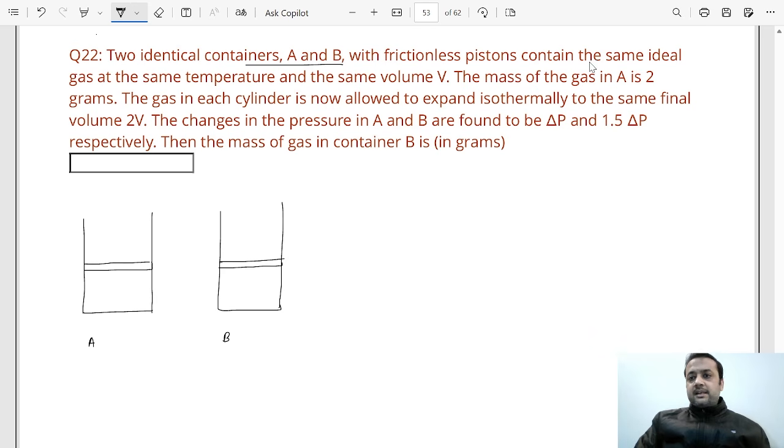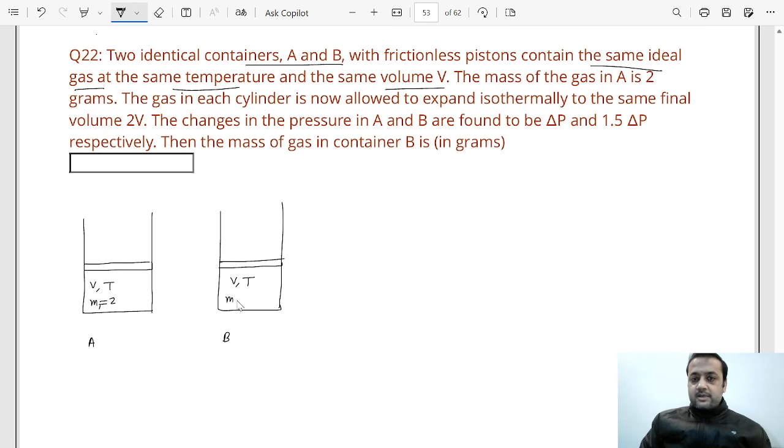Now they contain the same ideal gas. Same ideal gas means the molar mass will be the same, at the same temperature and same volume. So let us say here the volume is V, temperature is T. Volume is V, temperature is T. The mass of the gas in A is 2 grams, so M1 is equal to 2 grams.